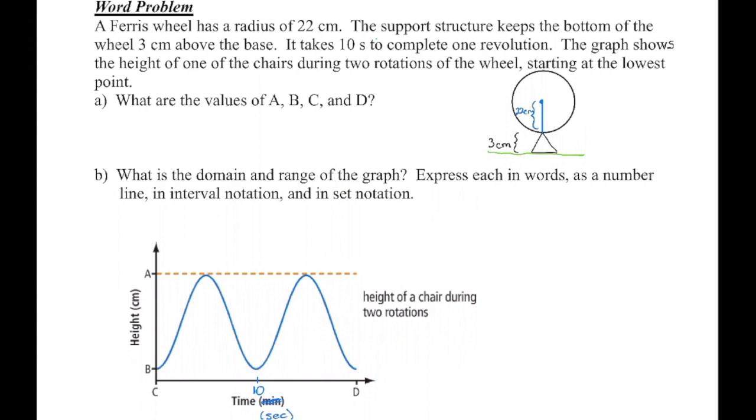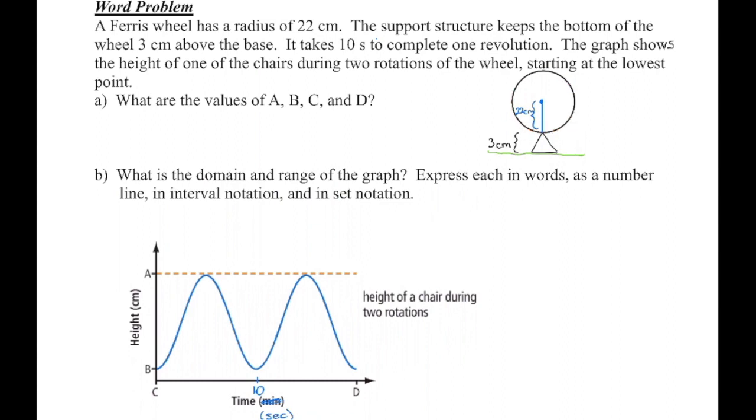So I drew my sketch down here, and because this is seconds, I actually changed this. So it should be time in seconds, and this is the height in centimeters. So it's going to be kind of a miniature model of a Ferris wheel. We have some kind of a base 3 centimeters high off the ground that the wheel is then supported on.